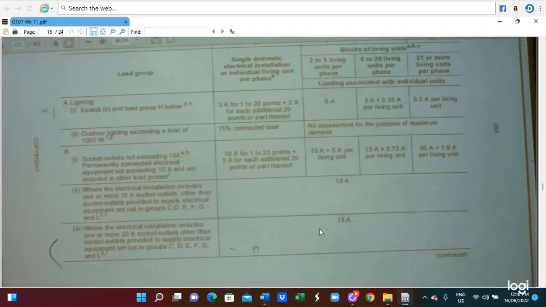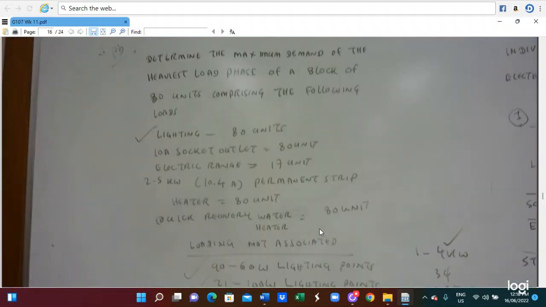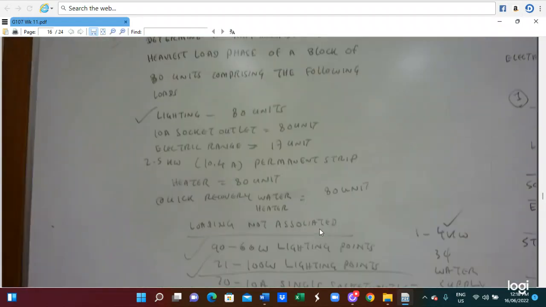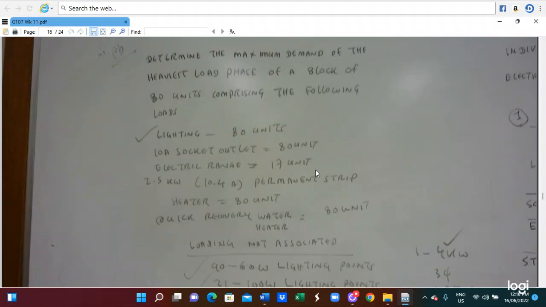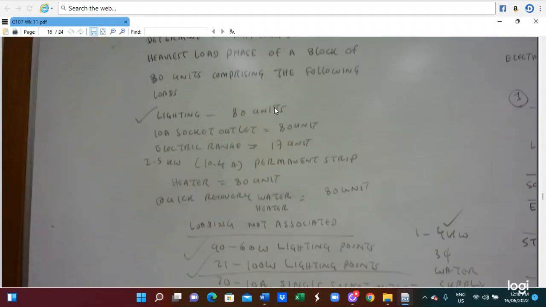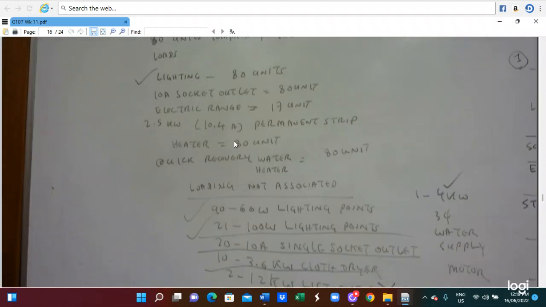So this is the table we apply. Another thing is to determine the maximum demand of the heavier loaded phase or block of the 80 units, comprising the following loads. Lighting units 80, 10 ampere socket outlets 80, electric range 70 units, and the 2.5 kilowatt 10.4 ampere permanent straight heater is included in the 80 units. Quick recovery heater included in the 80 units.